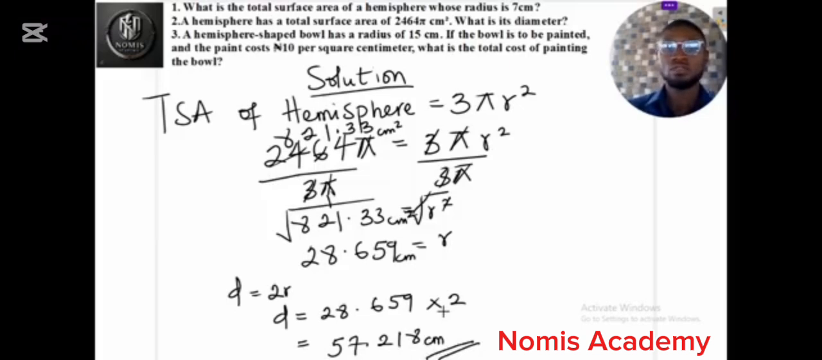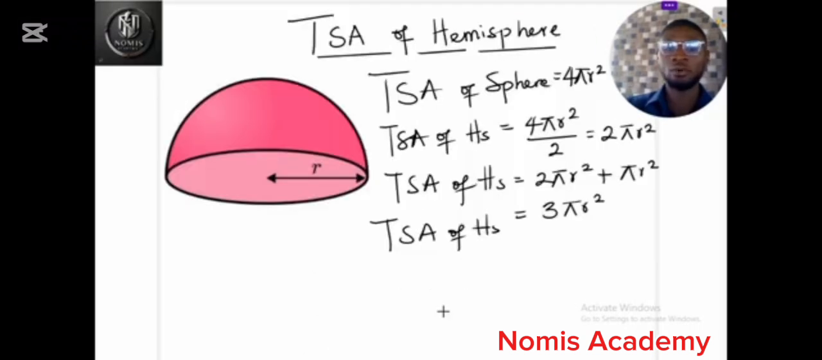So let's take question number 3. A hemisphere shaped bowl has a radius of 15 centimeter. If the bowl is to be painted and the paint costs 10 naira per square centimeter, what is the total cost of painting the bowl? Yes, you can imagine how a bowl will look.